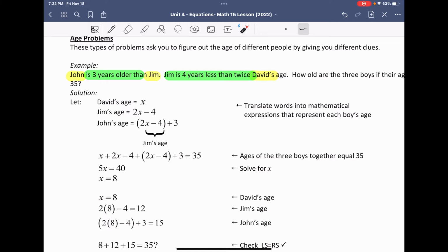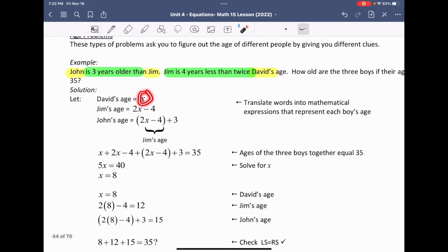Okay, and then finally, they say that the sum of all 3 of these brothers, David, Jim, and John, should sum to make 35. So we're going to take our x, 2x minus 4, and then 2x minus 4 plus 3, and we're going to put them all together in a statement where they're being added and equal to 35. If I collect the like terms, I realize I have 5 x terms. I have 1, 2, 3, 4, 5. And I have negative 4 minus another 4 plus 3, which I will then collect and move to the other side. And then finally, I can isolate for x.